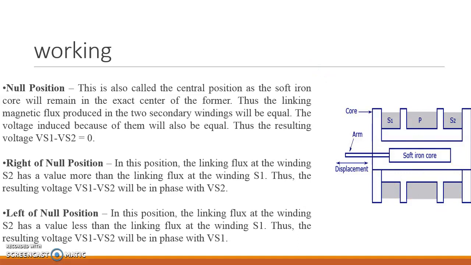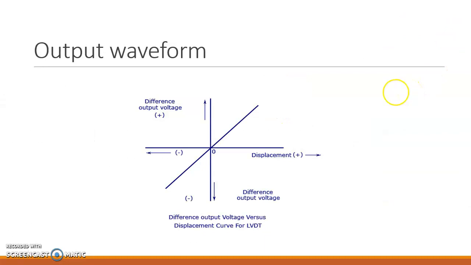From the above conditions, we can conclude that due to the movement of the soft iron core, the alternating output voltage is measured in the secondary of the transformer. That is, the amount of voltage changes directly proportional to the movement of the core, or displacement. So next, we see the output graph of the LVDT.